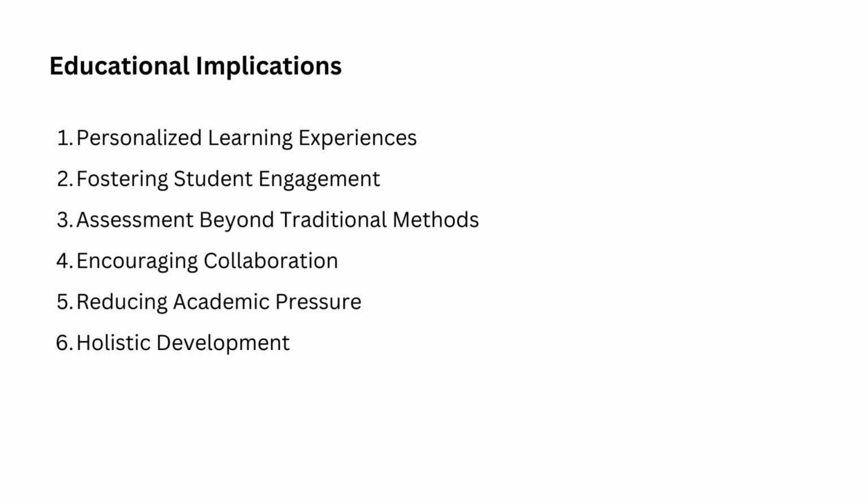Finally, holistic development. Gardner's theory promotes the holistic development of a child by valuing all intelligences equally. Schools can offer a more balanced curriculum that includes physical education, arts, music, and interpersonal activities, in addition to traditional academic subjects. This approach helps nurture well-rounded individuals who are prepared for diverse challenges in life.